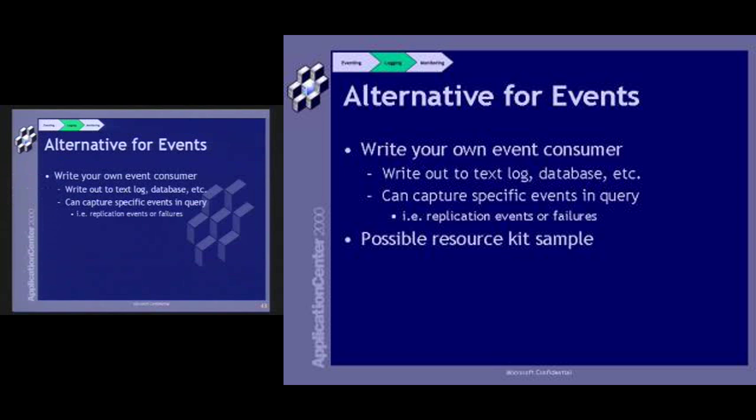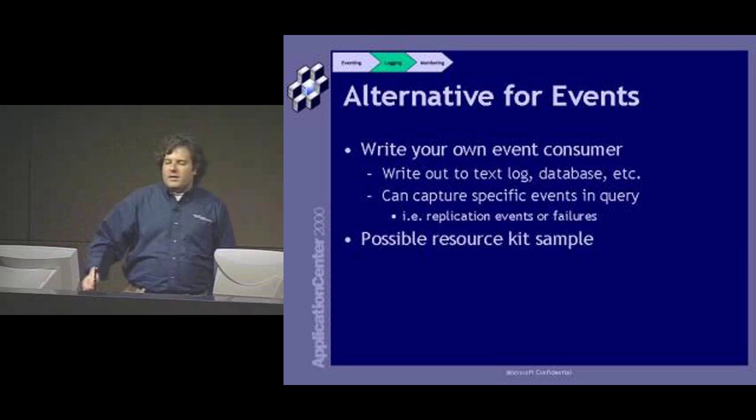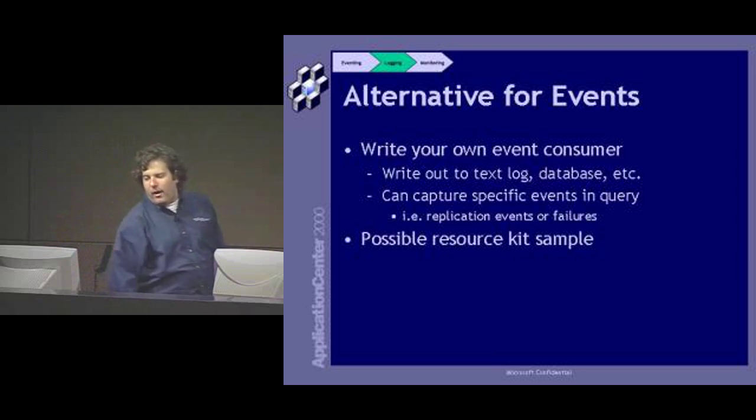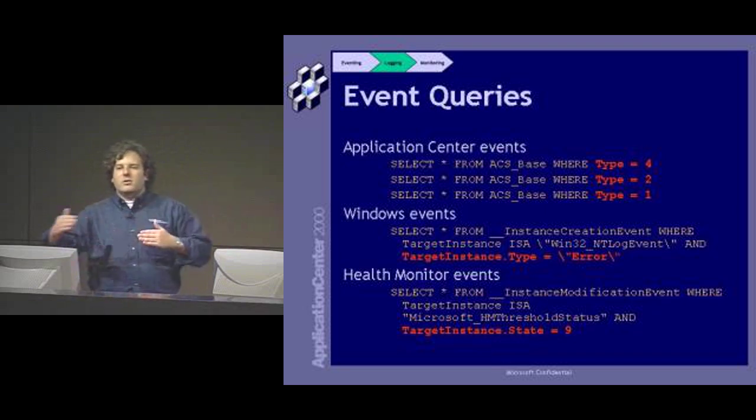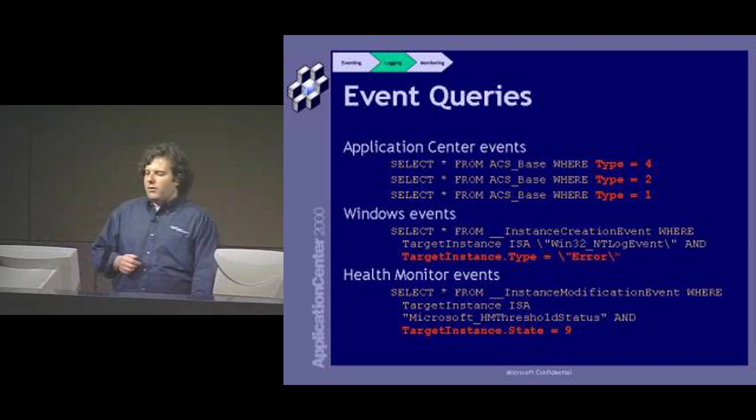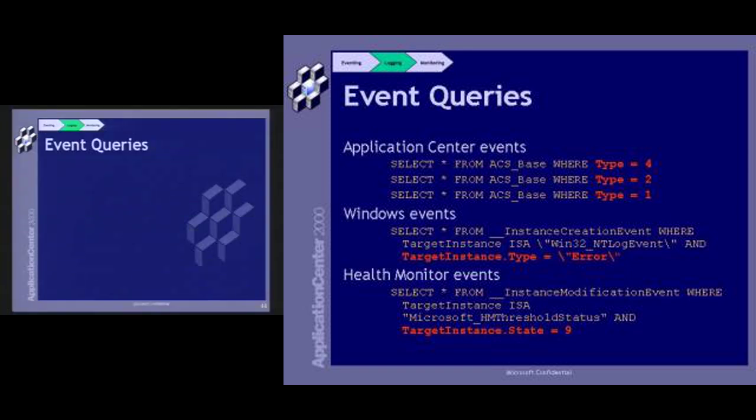So say you want to log or collect and log centrally every AppCenter replication event. You can pretty easily write your own event consumer to listen for those events, then write them out to whatever store you want, whether it's a text log, a database, etc. It's something where, if we have time, we'll do as a resource kit sample to at least do the consumer part for you, have the data available. You then just have to write it out to whatever log store you want. And this is pretty easy to do.